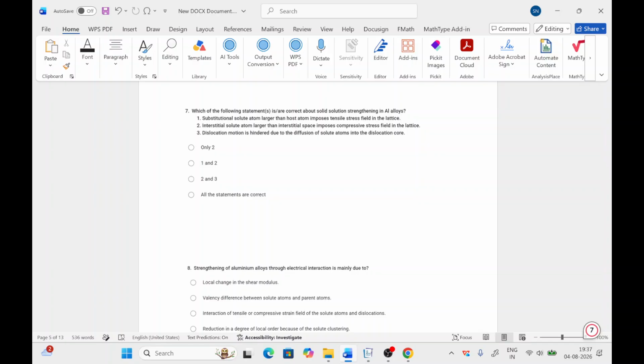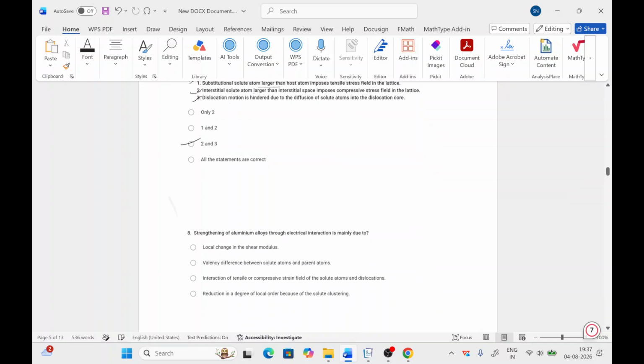Seventh question, which of the following statements are correct about solid solution strengthening in aluminum alloys? First is, substitutional solute atom larger than host atom imposes tensile stress field in the lattice. No. Larger atom will create compressive stress. So first is wrong. Second is, interstitial solute atom larger than interstitial space imposes compressive stress field in the lattice. It is correct. Third is, dislocation motion is hindered due to diffusion of solute atoms into the dislocation core. Third is also correct. So second and third are correct.